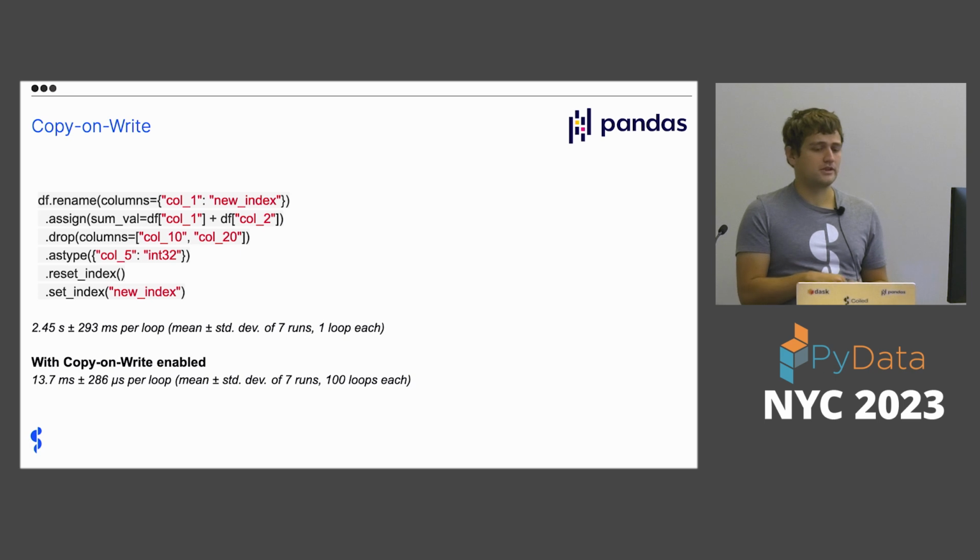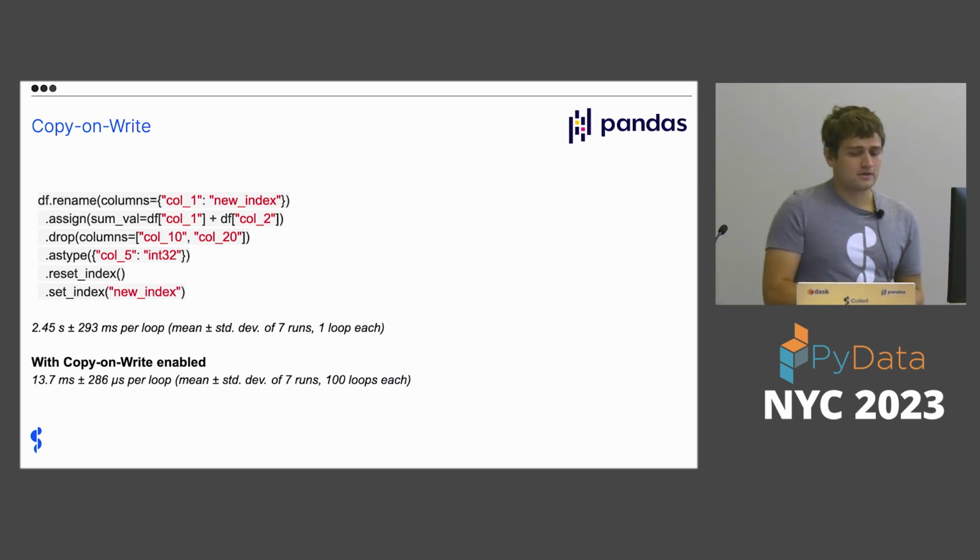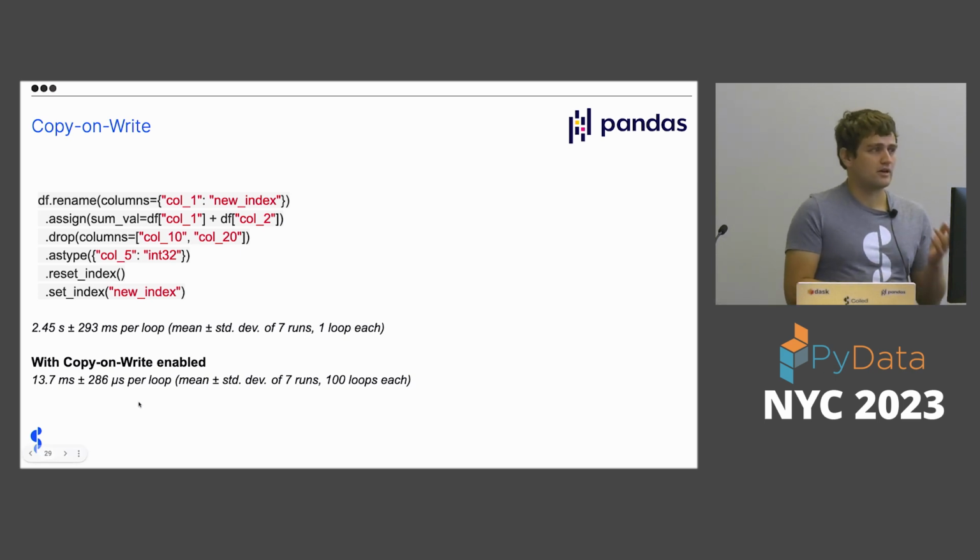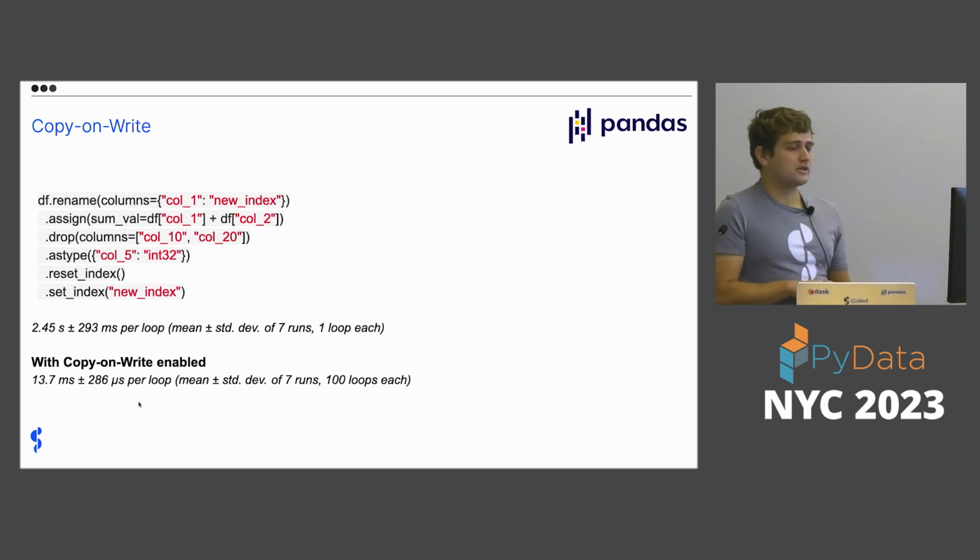With copy-on-write, we get rid of these defensive copies. So the running time is constant. It doesn't matter anymore how long your data frame is. It will just be some metadata changes that happen under the hood, but your data is untouched.